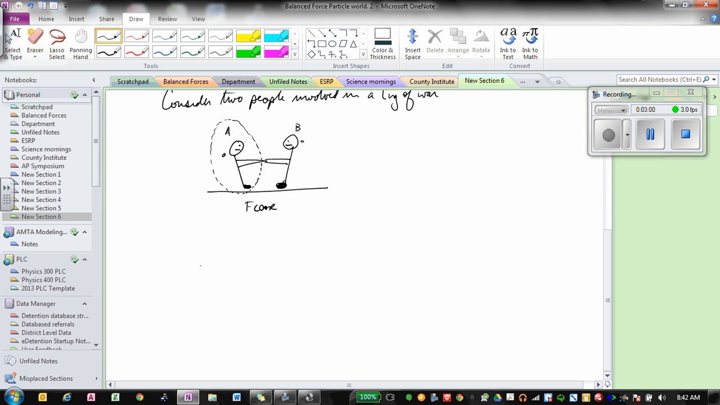For person A, there are 4 forces. There's a normal force on A by the floor. There's a gravitational force on A by the earth. There's a tension force on A by B. And there's a friction force on A by the floor. These up and down forces will always cancel because person A doesn't accelerate up or down during this tug-of-war.